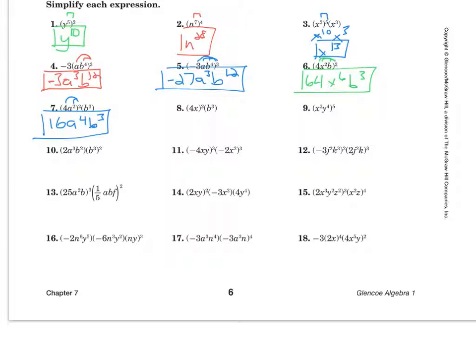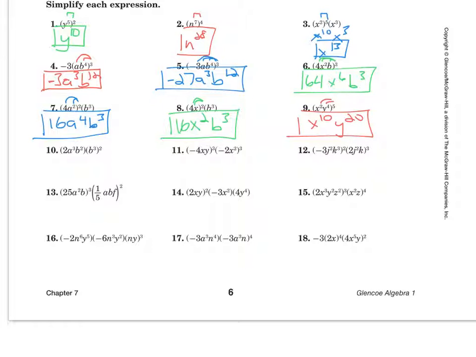Number 8. I need to square both the 4 and the x, so 16 x squared. And the b cubed, again, is just tacked on to the end because you can't combine with anything else. Number 9. Okay, I'm going to distribute that 5th power in there. So x to the 2 times 5 power is x to the 10th power, and y to the 4 times 5 power is y to the 20th.